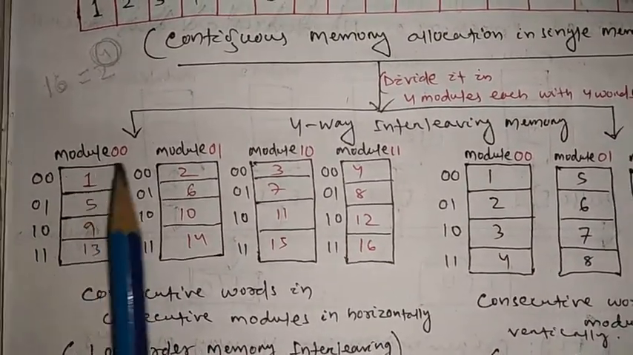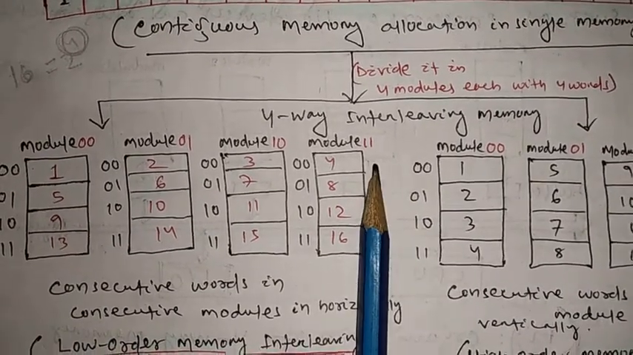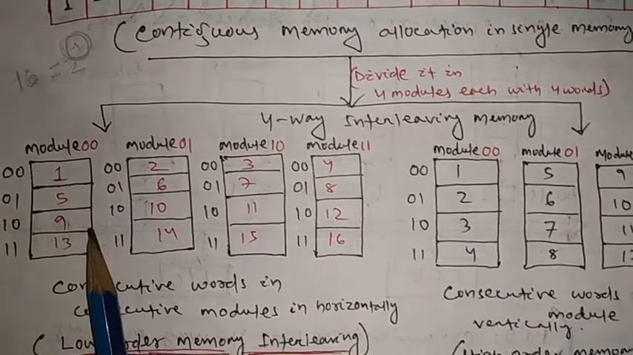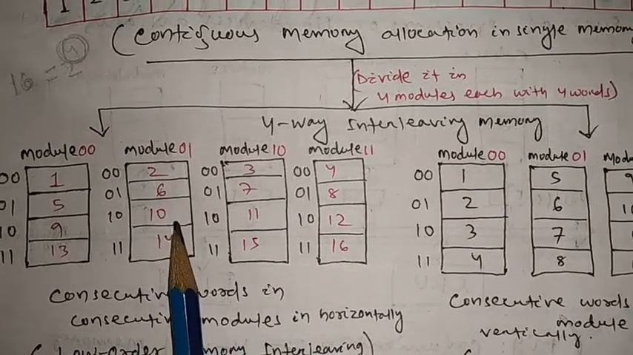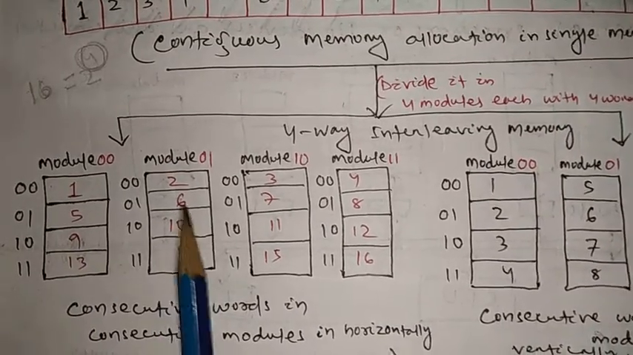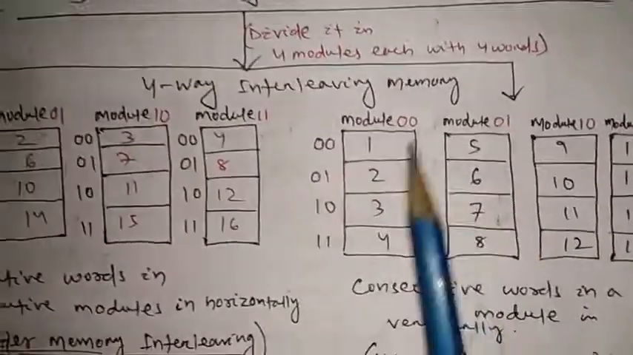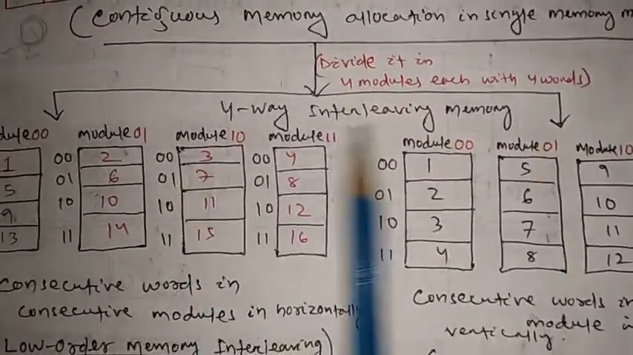Look, these are the 4 modules. This is module 1, this is module 2, this is module 3, this is module 4. So 4 modules, and each module has how many words? 4 words each. Total how many words? 16 words. So this is one type of dividing the memory into modules, and this is called what? 4-way interleaving memory.